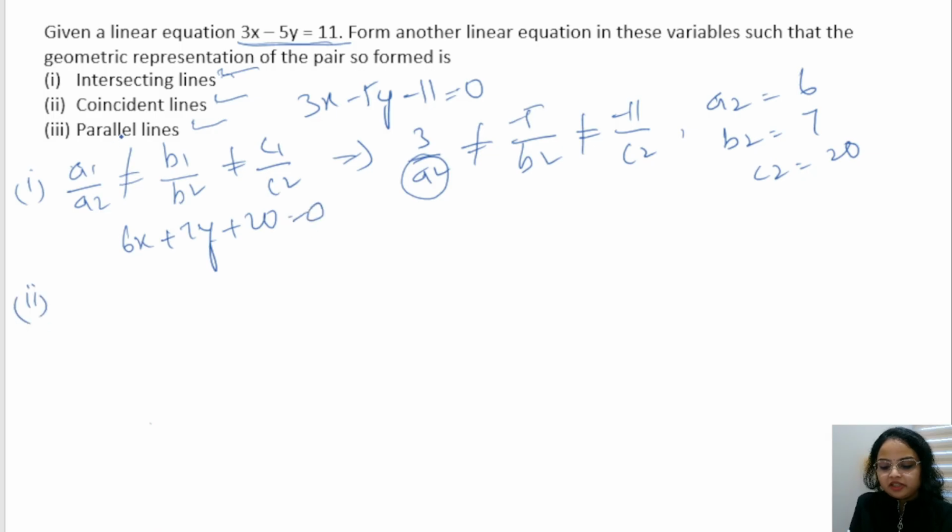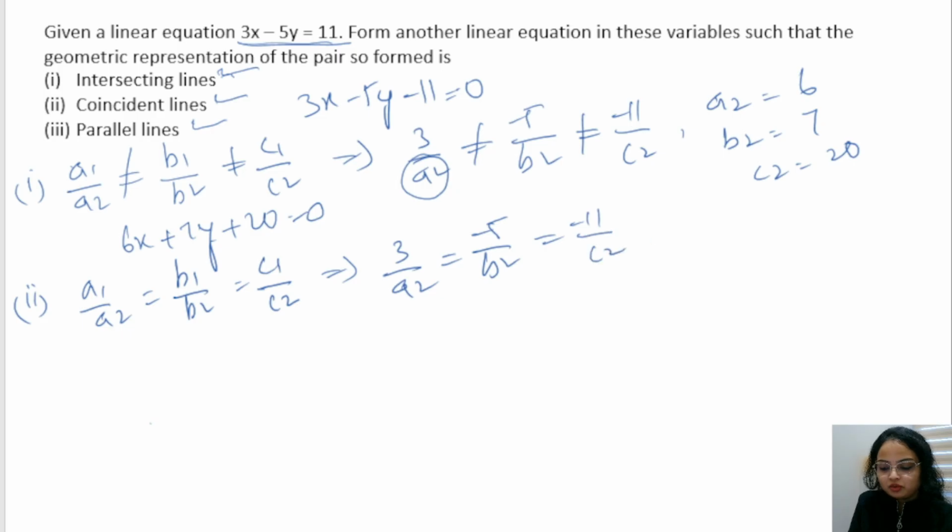And if we take the second one, coinciding lines, what is the condition? a1 by a2 is equal to b1 by b2 is equal to c1 by c2. All the three ratios should be same. So here what is a1? It is 3 by a2 is equal to minus 5 by b2 is equal to minus 11 by c2. All the three ratios should be same.